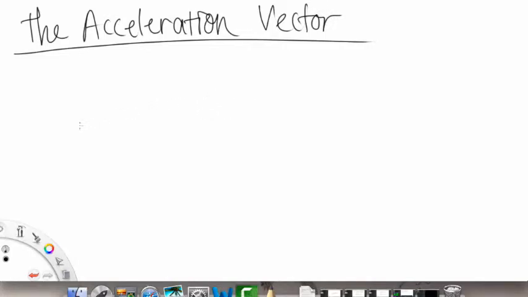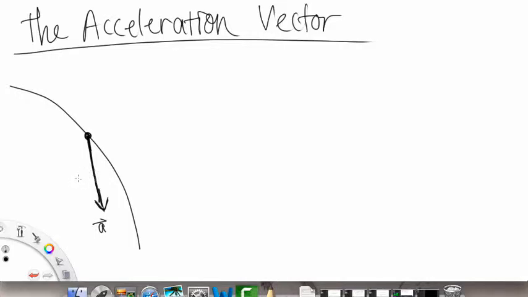So now we're going to go more in detail about the acceleration vector. I'll draw a little diagram here. Let's say we have some curve, and we have some particle moving and accelerating down and to the right. So here's our acceleration vector, that's a. Now what we're going to do is break this acceleration vector down into components.